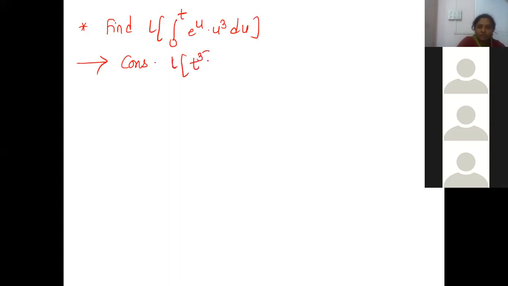So Laplace of t cube, what is that? For t raised to n, where n is a positive integer, it is n factorial upon s raised to n plus 1. That is 6 upon s raised to 4. Correct? Yes, ma'am. On this, you should multiply by what? e raised to t into t cube.